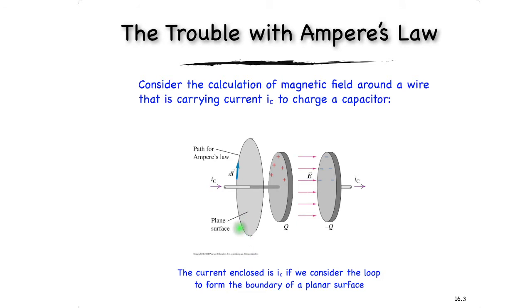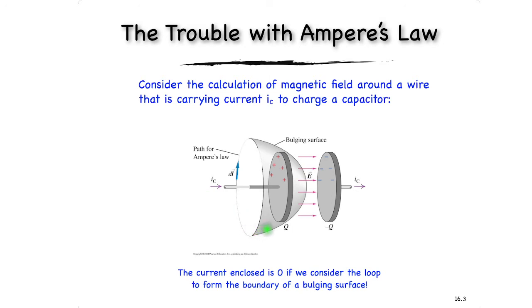But when we talk about the current that passes through that loop, it's natural to think about this planar surface that connects all the points in the perimeter of this loop. But what if we instead took a bulging surface that went like this, that passed through the center of the capacitor? Is there current now passing through that surface?